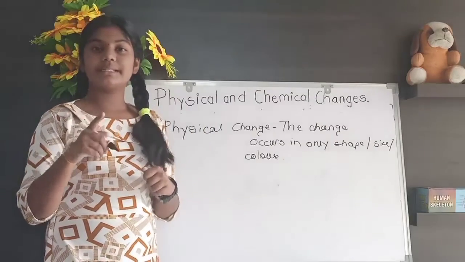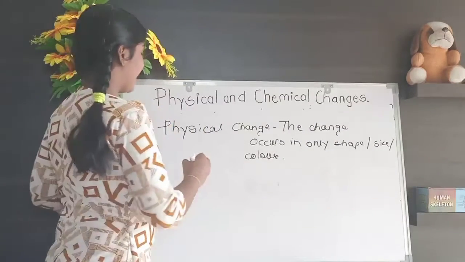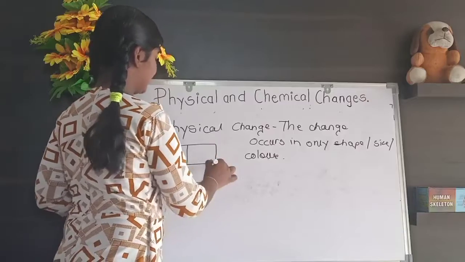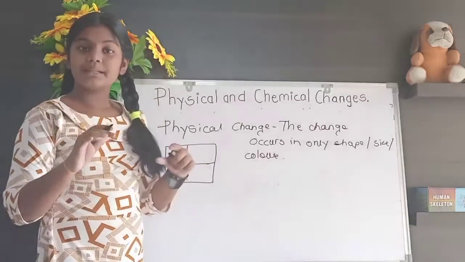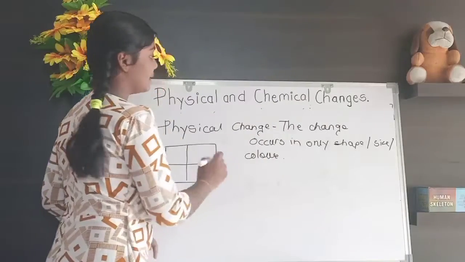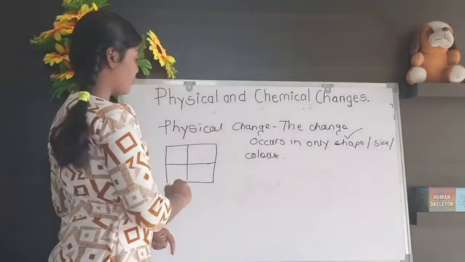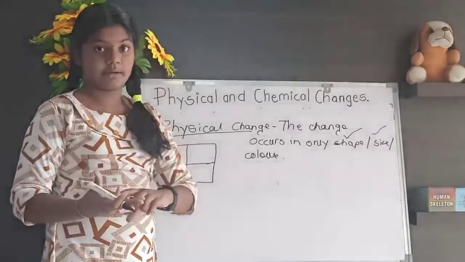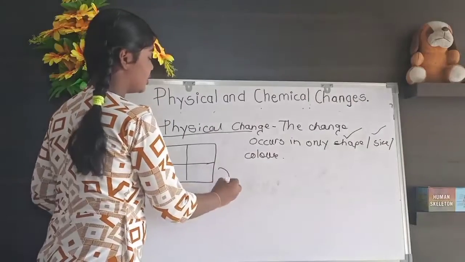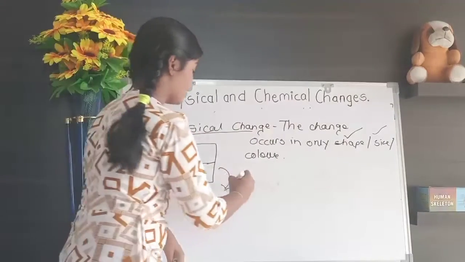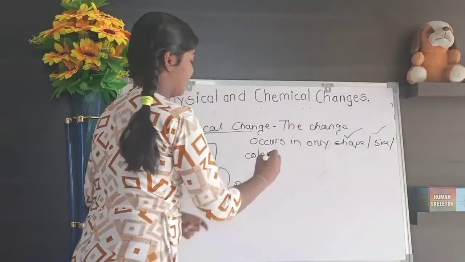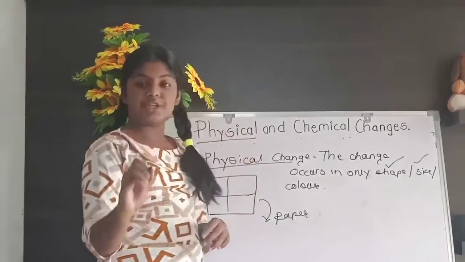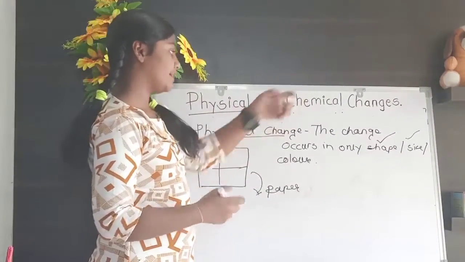As we have already seen the example of the paper, I have taken my square paper and I have cut it into 4 pieces. Some changes have happened here. It has changed in shape, and after that it will change in size. So here physical change occurs, but the paper is not changing into a new substance. It is paper only, right? Only physical change happens. So this is the basic idea of physical change. Now we are going to see what is chemical change.